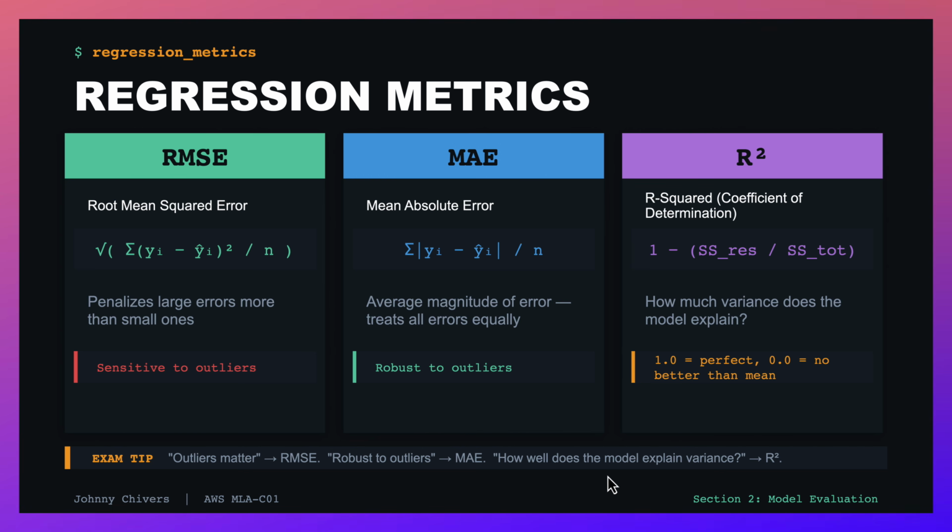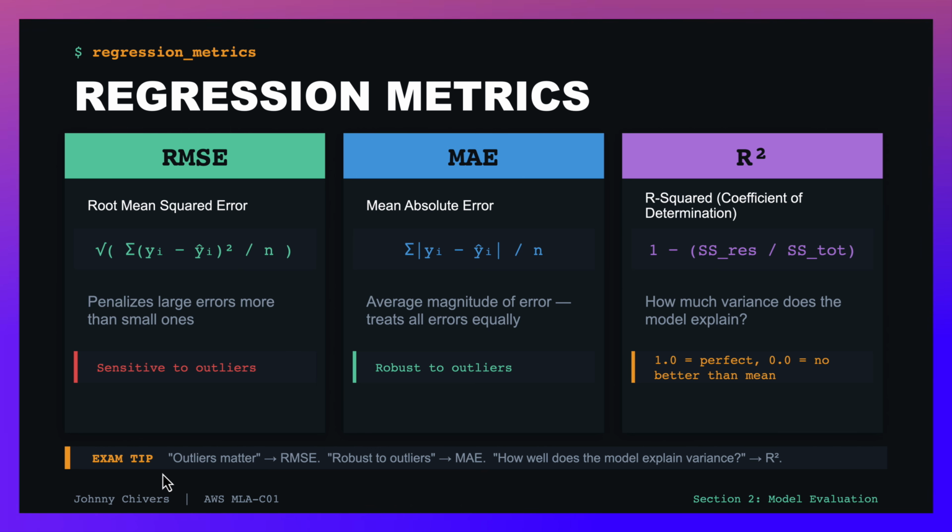Then it's important to know about these regression metrics as well for the exam. You've got to know about the root mean square error and how it's sensitive to outliers. You've got to know about the mean absolute error and how it's robust to outliers. And you have to know about the R-squared coefficient of determination. 1 is perfect, 0 is not perfect.